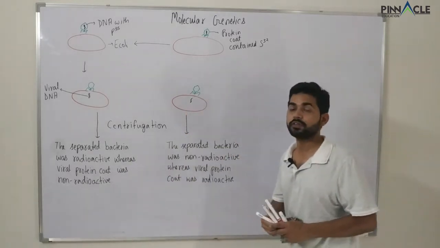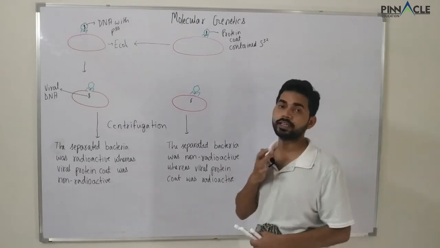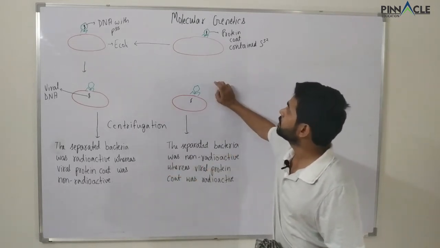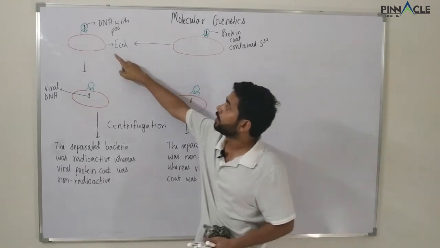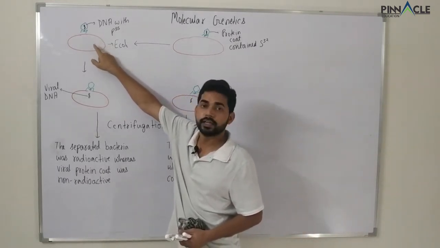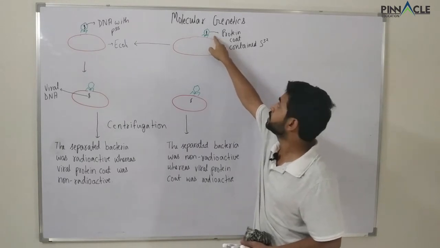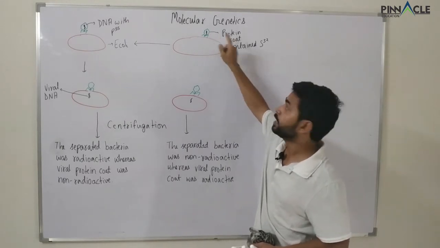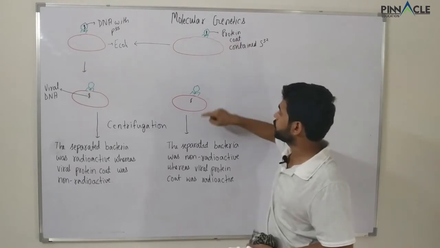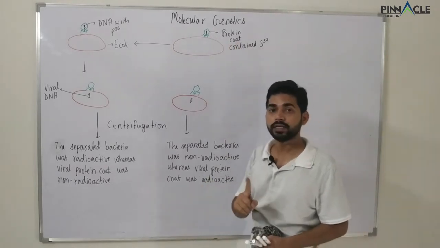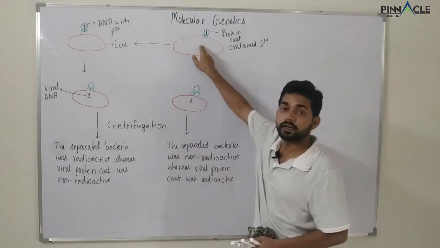So this was the final proof that DNA is the main genetic material in organisms. What happens in this case is that the virus infects E. coli, its DNA enters into E. coli, and its protein coat does not enter. In this case its protein coat was S32 containing, therefore that was radioactive. Here the viral protein coat was radioactive, that means the protein coat did not enter the E.